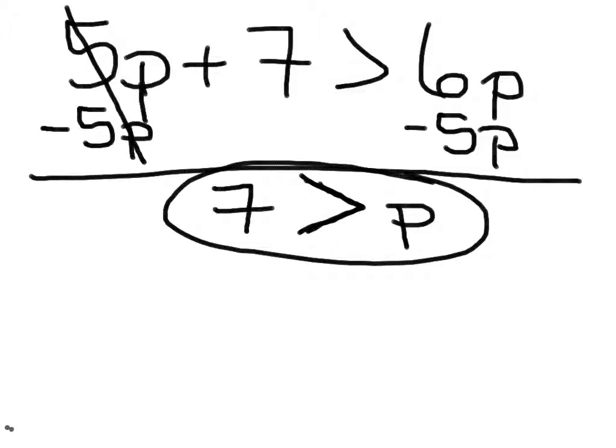Now, sometimes instructors ask you to rewrite it left to right. Seven is greater than p, so you would read that as p is less than 7. The reason why they say that is so that you can read it left to right. So you'd really say p is less than 7. Yeah, that's what I do all the time.